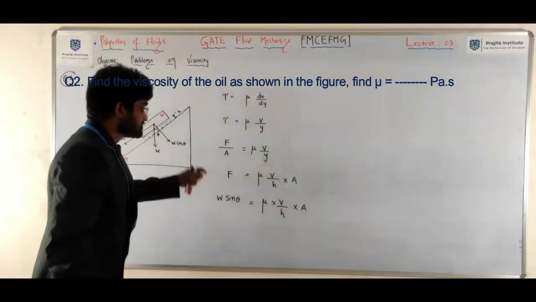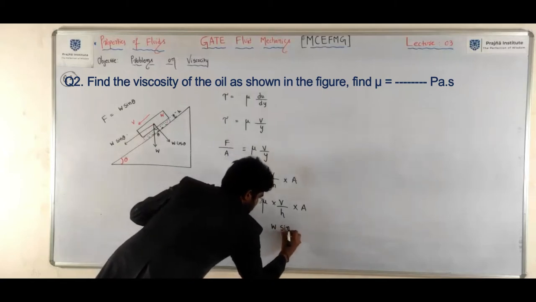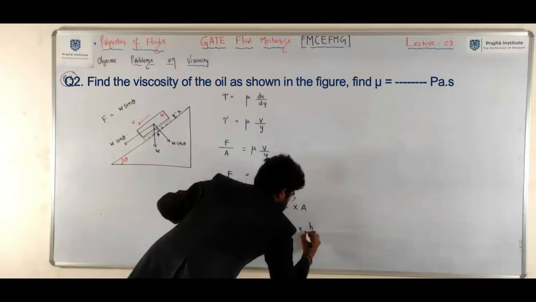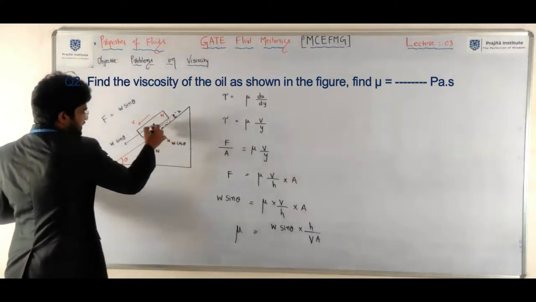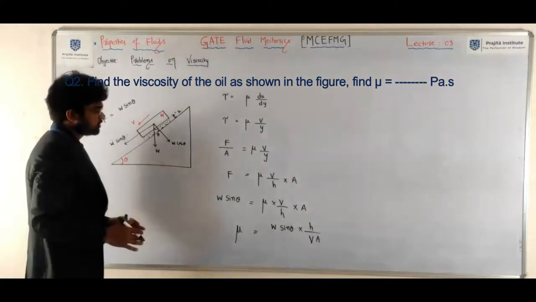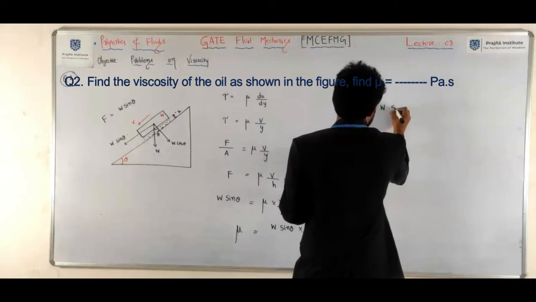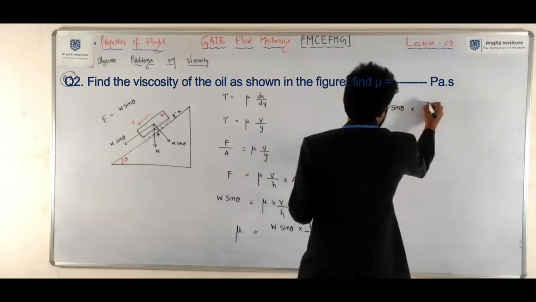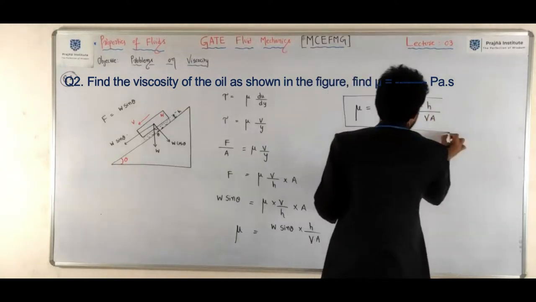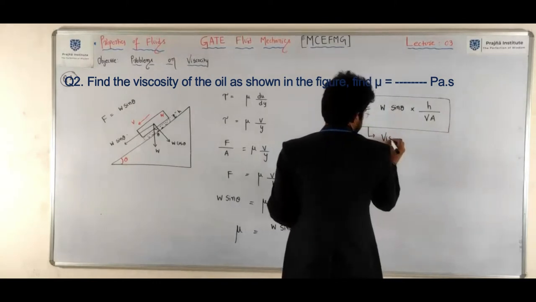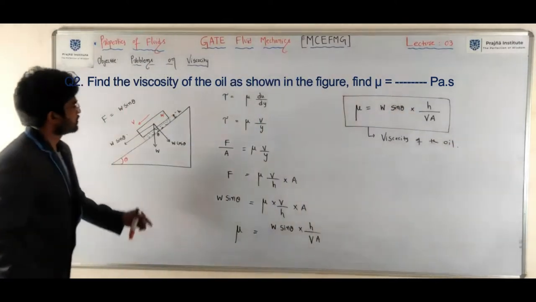What is asked? Viscosity of oil. Find the viscosity of oil. Mu equals W sin theta into H by V A. Okay. So the area of cross section, the contact area, you need to give. Finally, mu equals W sin theta into H by V A. This is the expression to determine the viscosity of the oil. Okay. Now write down the given data.